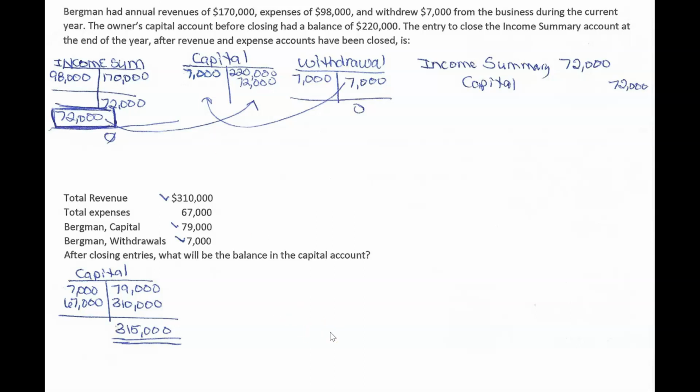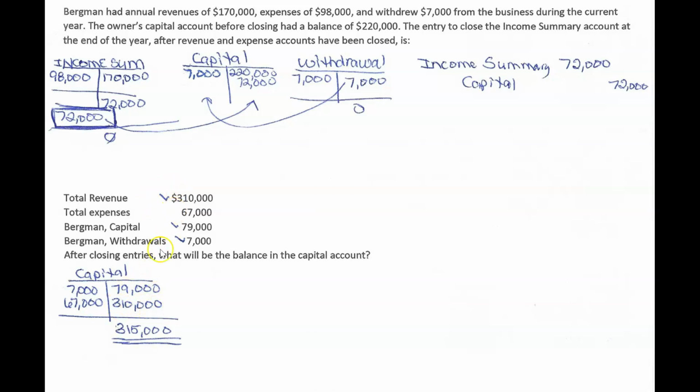Okay, the next one also practices the closing entries. It says after closing entries, what will be the balance in the capital account? Okay, so I have a T account for the capital account in it, and the capital account had $79,000 in it. Then you close out your revenue, which is the $310,000. That will be a debit to the revenue account and credit to capital.